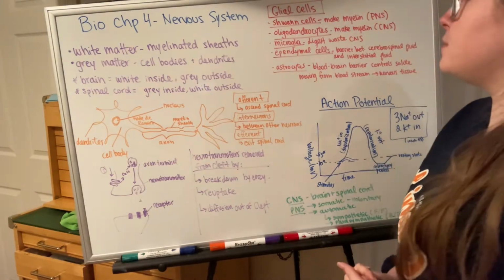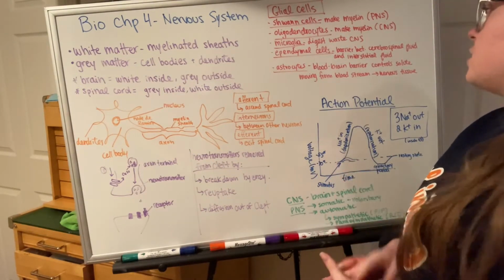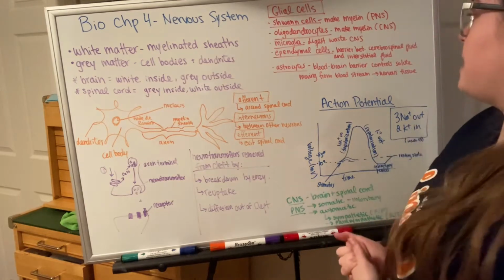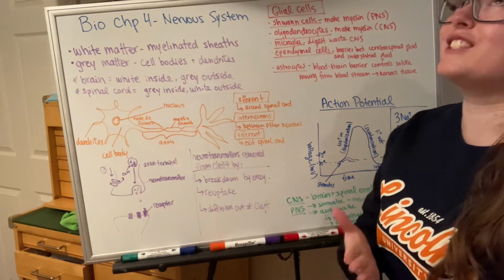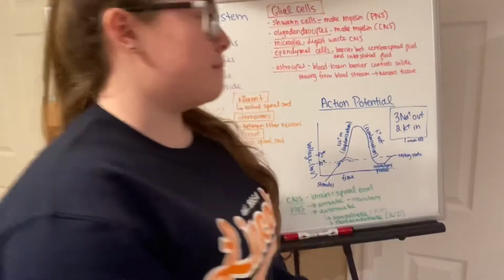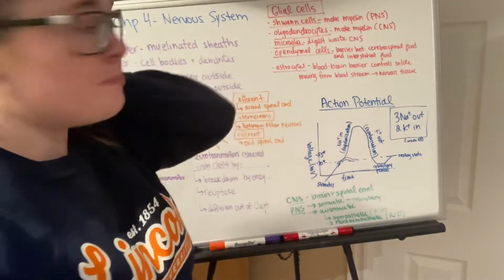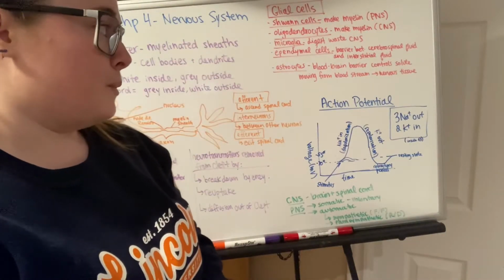You have ependymal cells, which are found in the barrier between the cerebrospinal fluid and the interstitial fluid. And then you have astrocytes, which are found in the blood-brain barrier that controls the solute moving from the bloodstream to the nervous tissue.